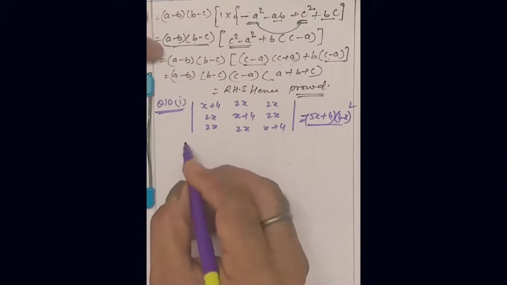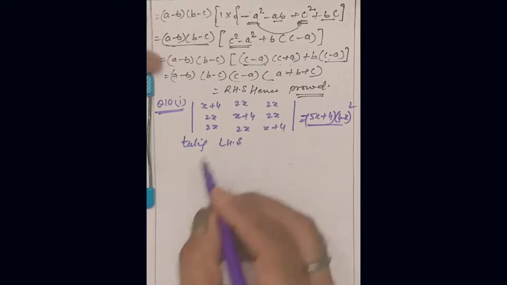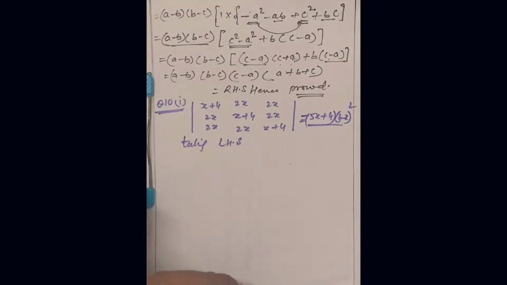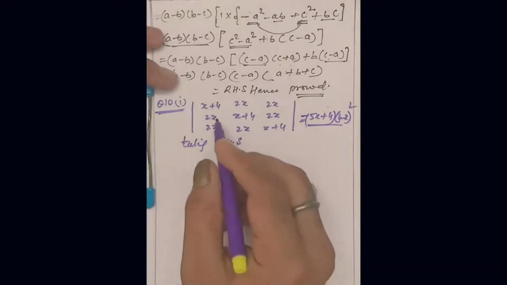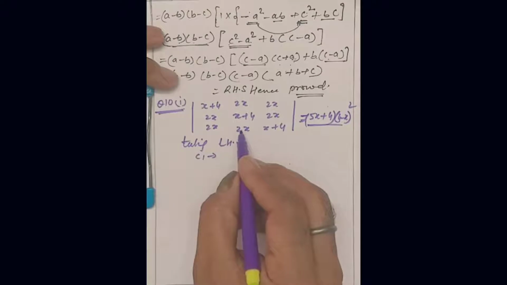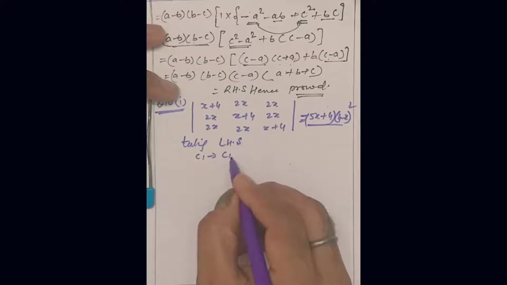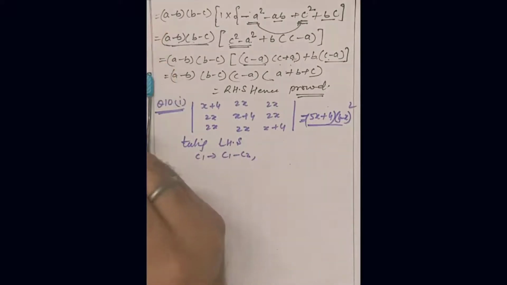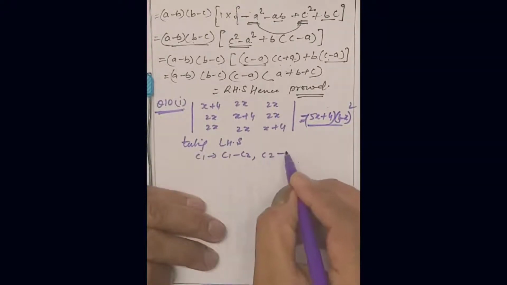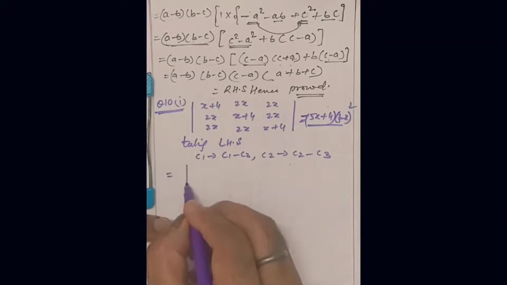So now take the left hand side. This C1 is going to change again, because 2x minus 2x will get 0. Here also 2x minus 2x will get 0. So C1 will change with the help of C1 minus C2, and C2 will change with the help of C2 minus C3. So these two operations we are going to give here.